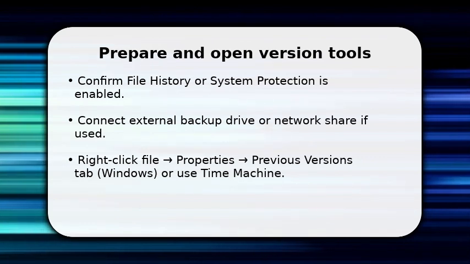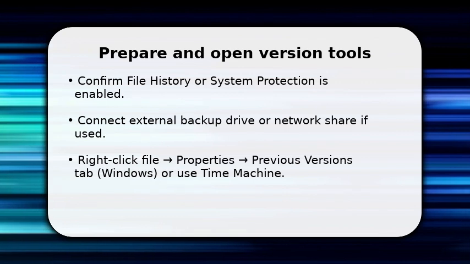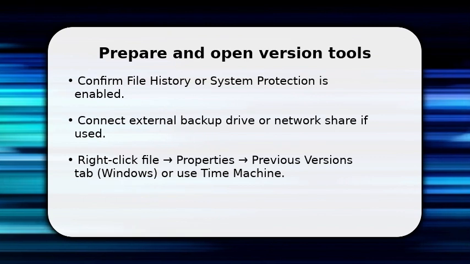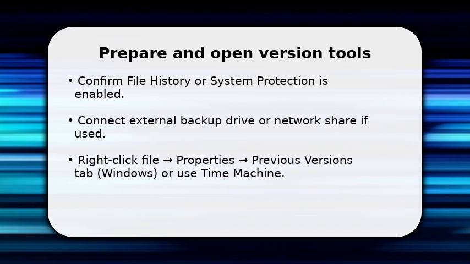Next, open the folder, right-click the target file and open Properties, then the Previous Versions tab on Windows. On Mac OS, launch Time Machine for that folder. These first steps locate stored versions quickly and explain why restoring is possible. Backups or snapshots are what you will pull the file from.